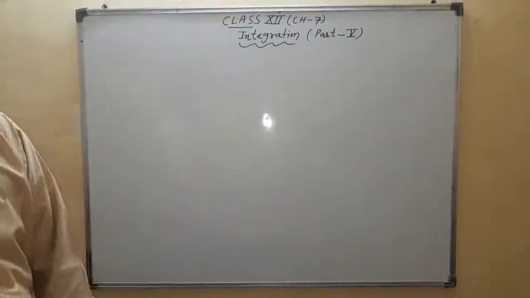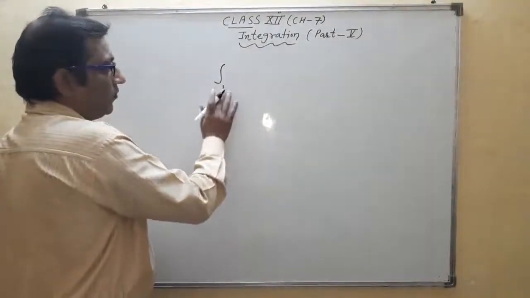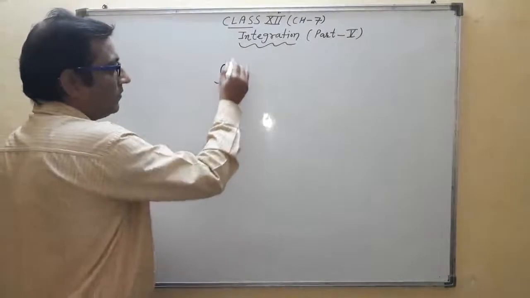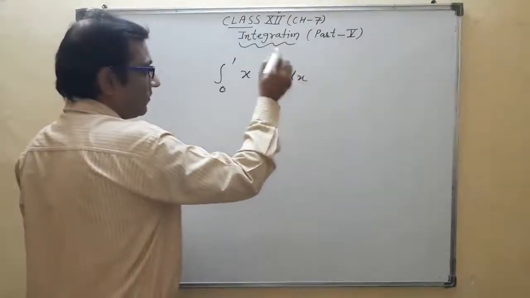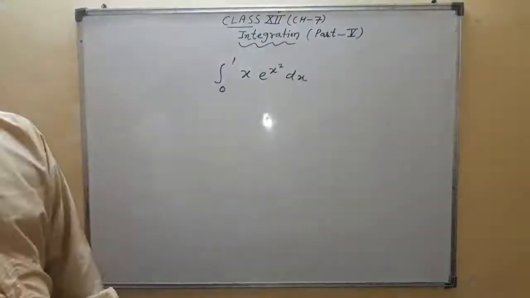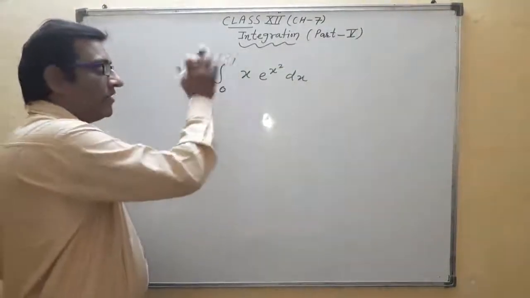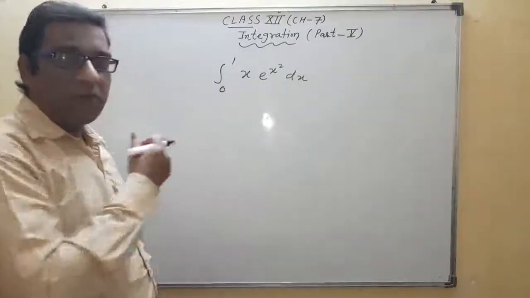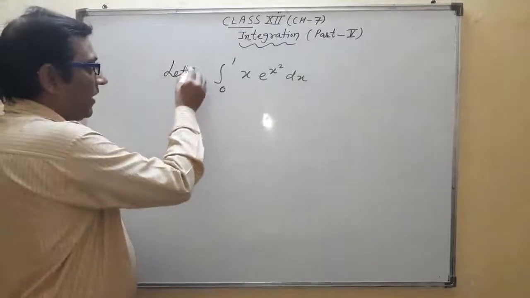Now I am taking the question: integral from 0 to 1 of x e^(x²) dx. This is a question based on limits, where 0 is the lower limit and 1 is the upper limit. How will we solve such a question? Again, first we will start with let I.